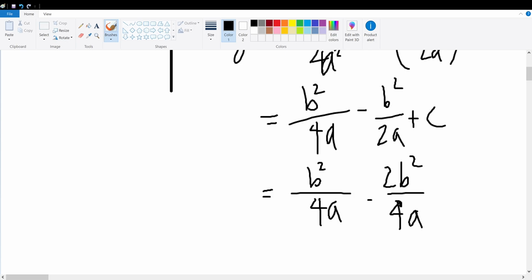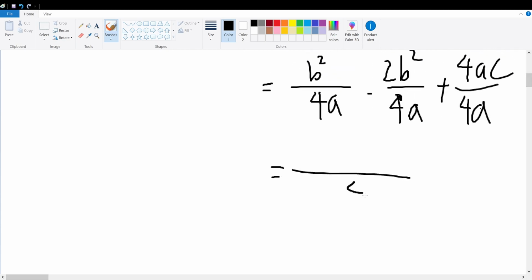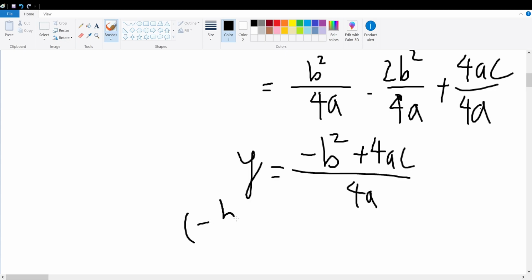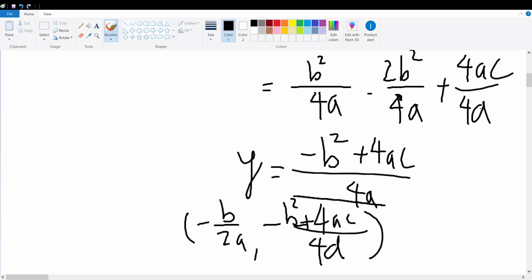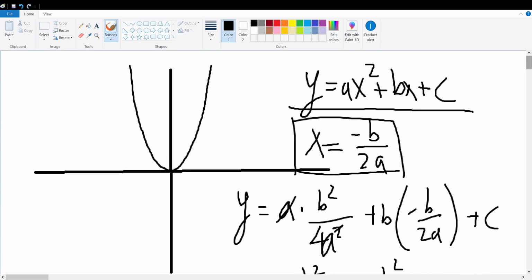2b squared over 4a plus 4ac over 4a, which we can then combine into negative b squared plus 4ac over 4a, which will represent the y term for the vertex. We can rewrite the vertex of a parabola in general form as negative b over 2a, comma, negative b squared plus 4ac over 4a. This will be the general point for any vertex modeled by the general function of y equals ax squared plus bx plus c.